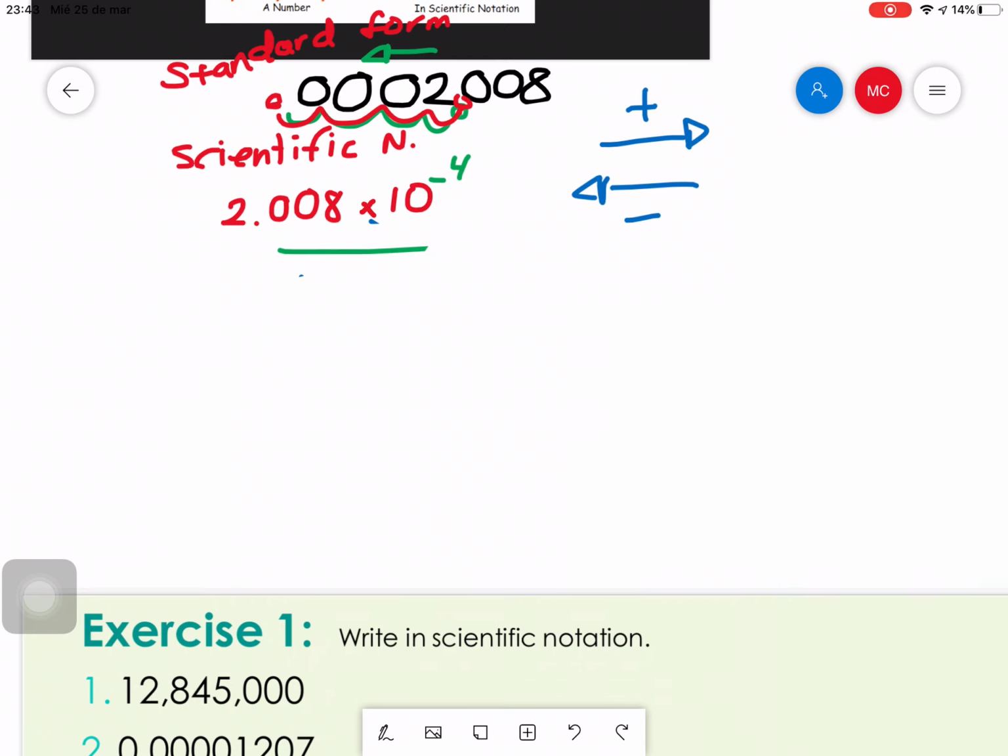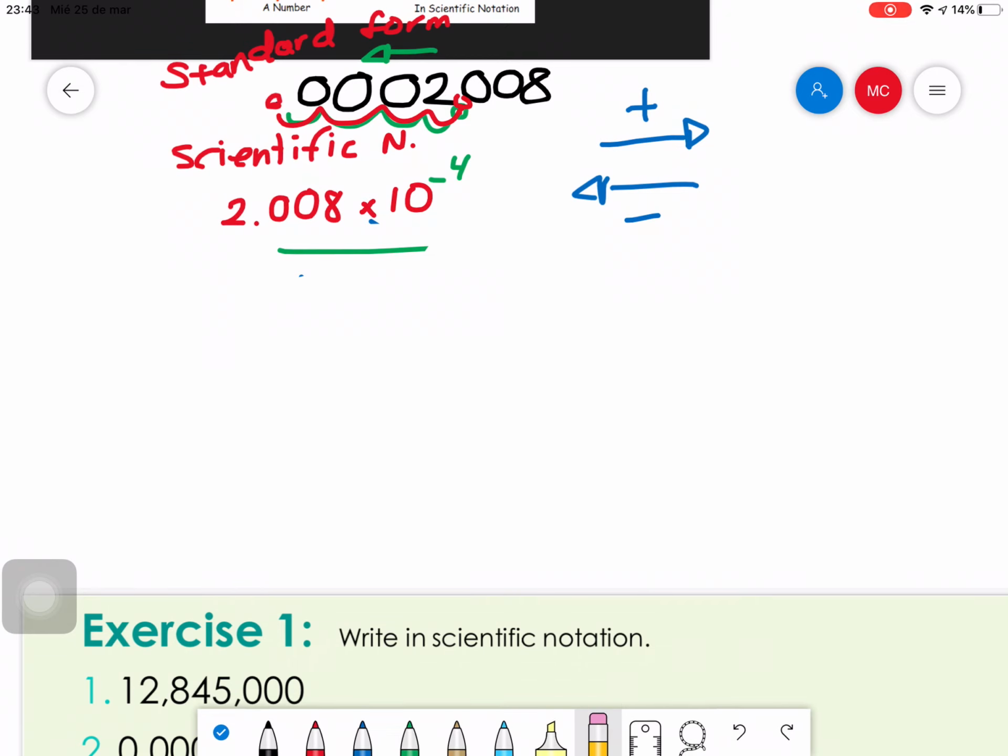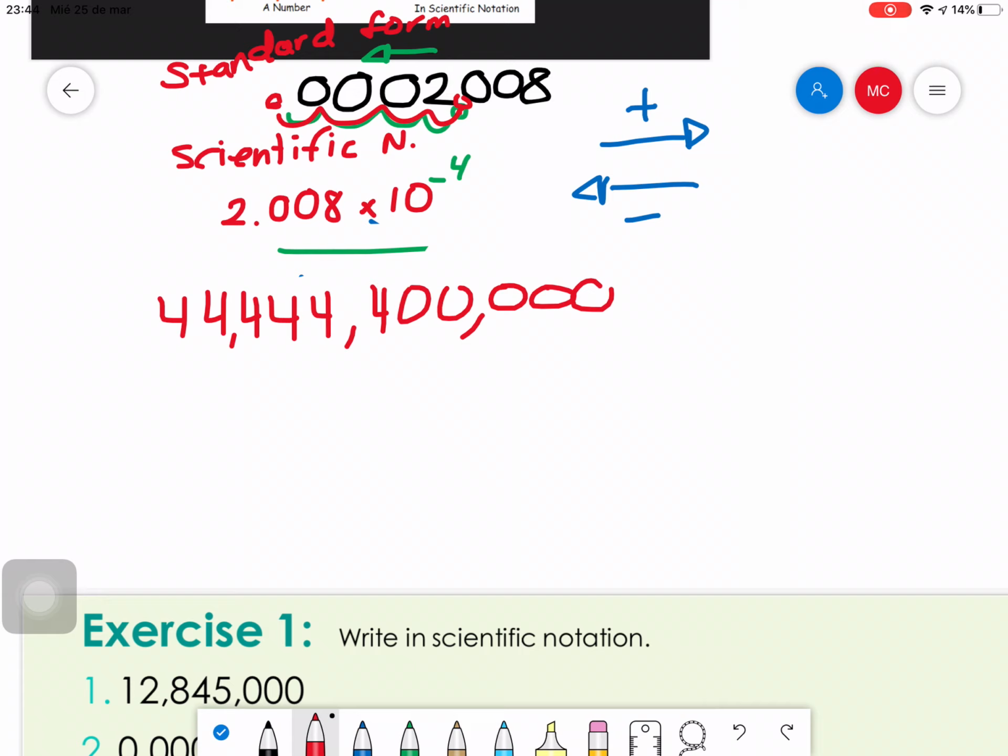So another example. That example was done with decimals. Now we're gonna do it with a whole number, such as 4, 4, 4, 4, 4, 4, 0, 0, 0, 0, and 0. Let's suppose that someone tells me to change this number written in standard form into scientific notation. Okay, they tell me that. I need to follow the rules, of course.